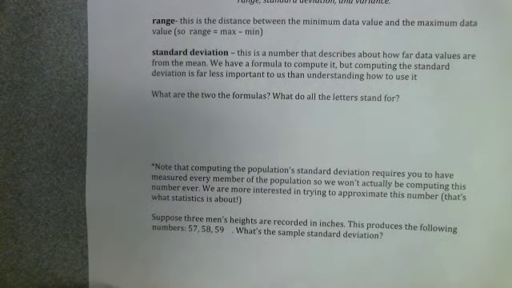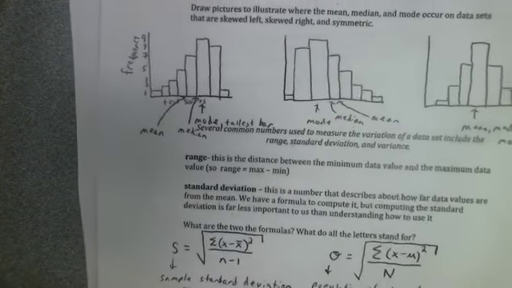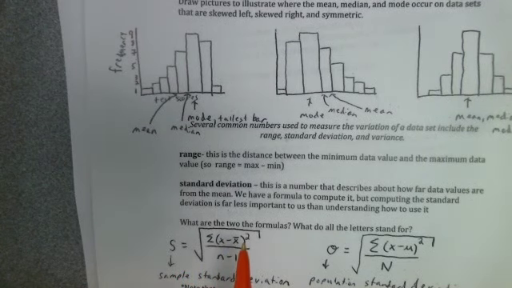Okay, so to find the sample standard deviation, we have to use our formula here. Sample standard deviation equals the sum of our data values minus the mean squared, add them all up, divide by the number of data values minus 1, take the square root.